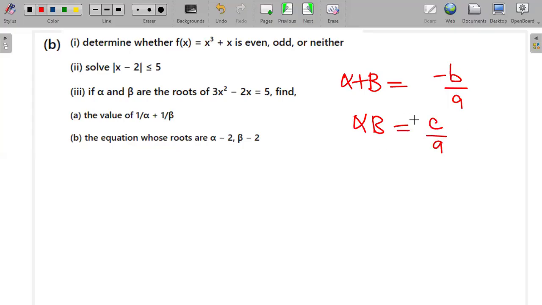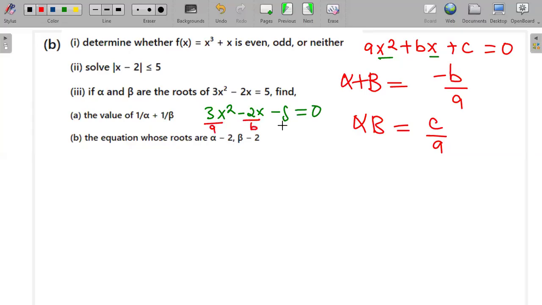So where do we get this a, b, c? Remember the general form of a quadratic equation. It's like this. The a is the coefficient of x squared, the b is the coefficient of x, and c is the constant. So from this equation here, I'm going to write it in standard form. It will be 3x squared minus 2x minus 5 equals 0. So you see that now the a will be this 3 here, the b is the minus 2, and the c is this constant here. Okay, so let's find the sum and the product of these roots. So alpha plus beta is going to be equal to minus b.